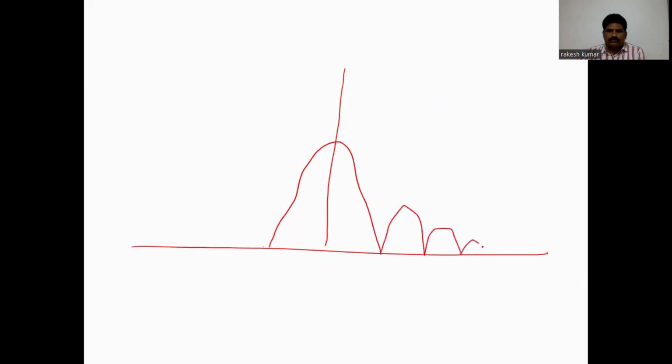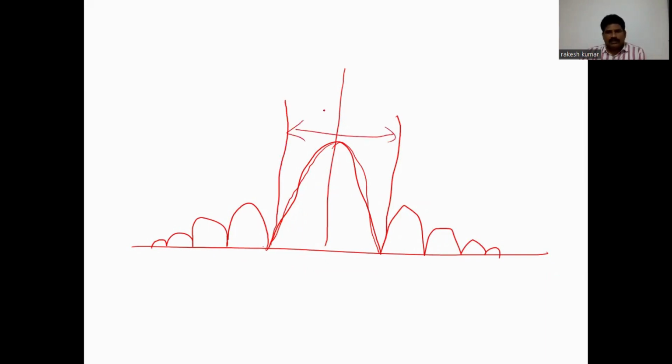Similarly, if we consider the polar plot, the graph will be like this. This is our maximum, and this is our first null. This angle is nothing but the beam width between first nulls. This is in the linear plot.